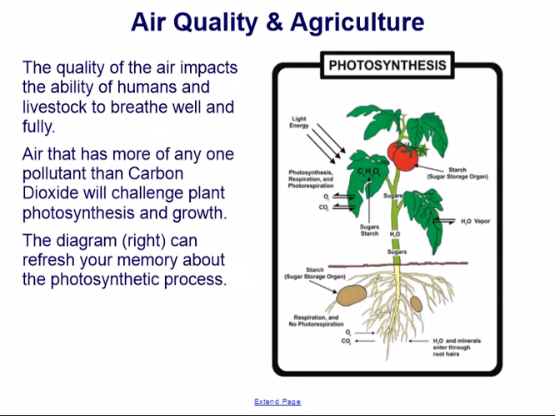Discuss. Air quality in agriculture. The quality of the air impacts the ability of humans and livestock to breathe well and fully. Air that has more of any one pollutant than carbon dioxide will challenge plant photosynthesis and growth. The diagram on the right can refresh your memory about the photosynthetic process.